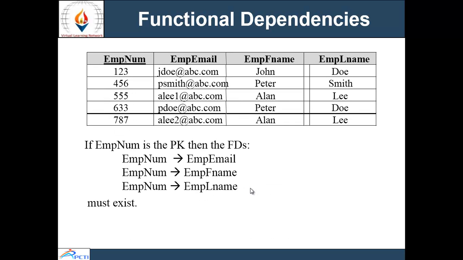Similarly, if EMP number is a primary key, then to state the functional dependencies, we can state that EMP email is functionally dependent on EMP number, EMP first name, that is F name, is functionally dependent on EMP number, and EMP last name is functionally dependent on EMP number. So this is the functional dependency.